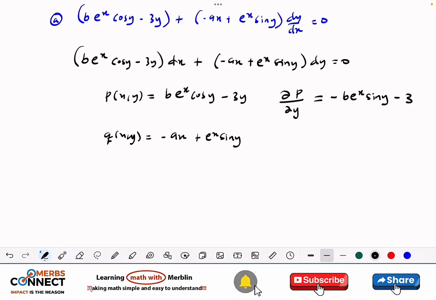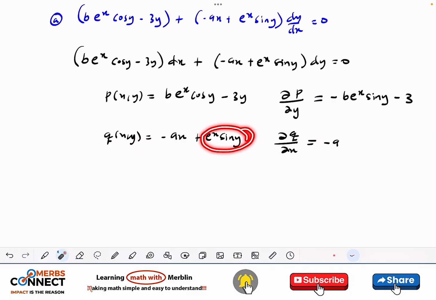Then now I differentiate Q with respect to x. Differentiate this with respect to x, we are going to have minus a. And differentiate this with respect to x: this is constant because it's sin y. When I differentiate e to the power x, I get the same thing, plus e^x sin y.